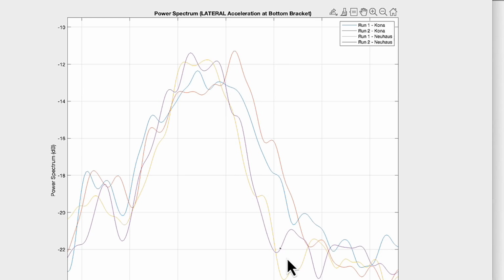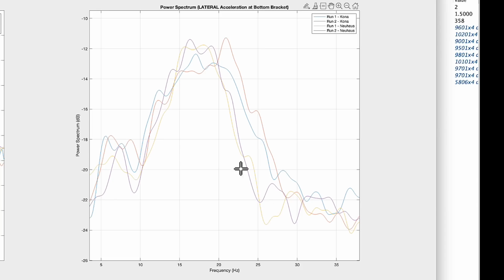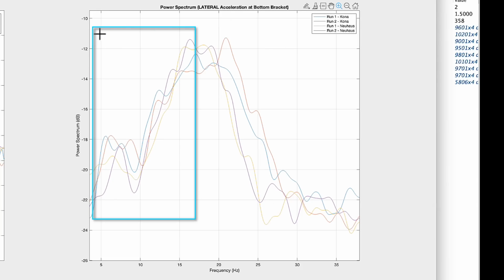Now, I know it's hard to see at first, but I've been staring at PSDs for a long time for other work-related research, and this is actually not insignificant, what we're seeing here. Now, if you look at everything below about 15 hertz, it's pretty similar for both bikes.